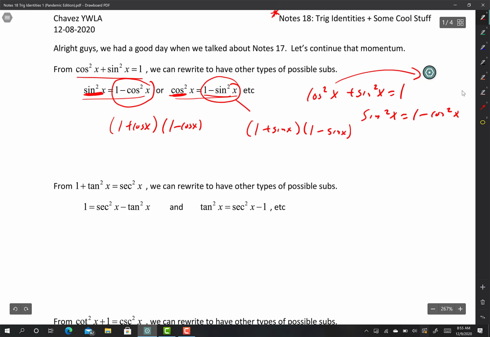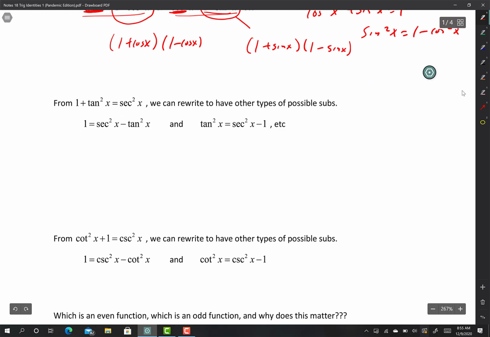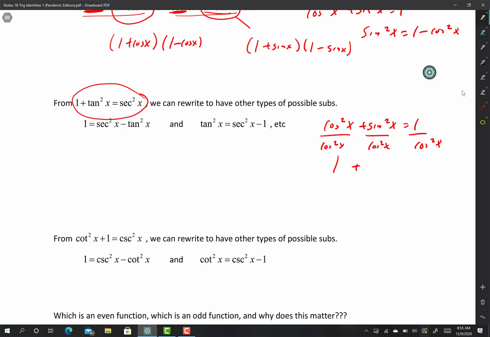All right, so that's pretty much all you got to know about those. And then, of course, I wrote here 1 plus tan squared equals secant squared. Guys, this does not just magically appear out of thin air. If you take cosine squared plus sine squared equals 1 and divide everything by cosine squared, cosine squared over cosine squared is a 1. Sine over cosine is a tan, and since both terms are squared, that's tan squared. And 1 over cosine is a secant, and since the bottom is squared, it's secant squared. So there it is. That's where it comes from.